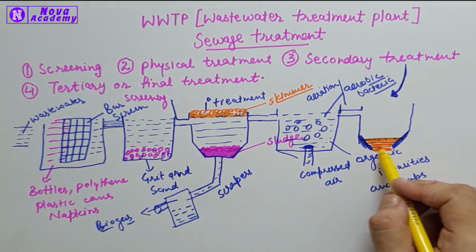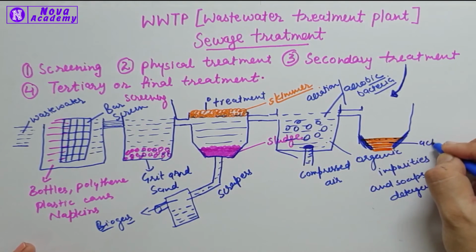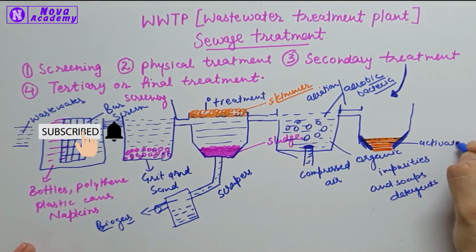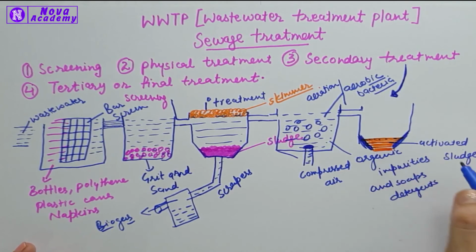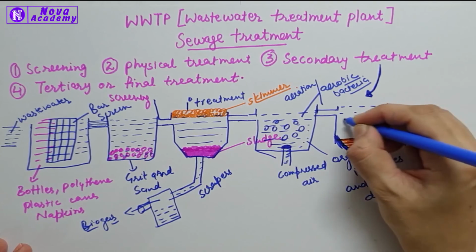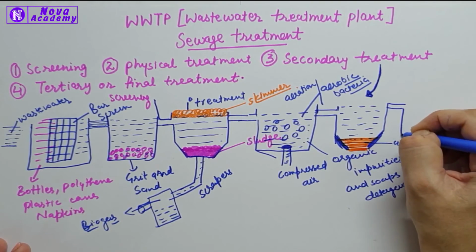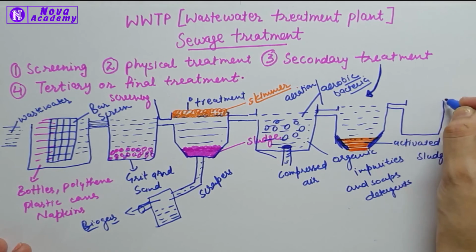this matter, which is called activated sludge, from here, and we can use this sludge as manure directly because it is already decomposed by the bacteria. No need to send it to the digester again. So the water which is floating, we can send that water to the next or further chamber.